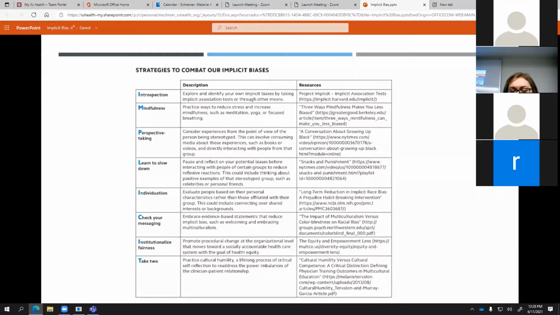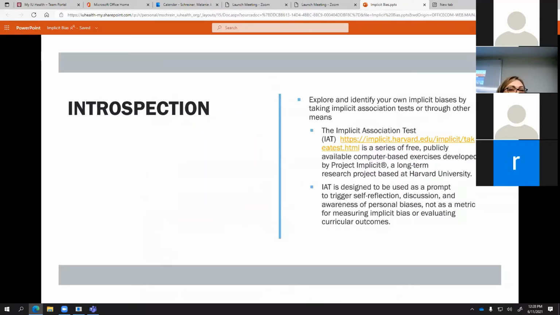The idea is more that this is supposed to start that process for you and help you to start thinking about and reflecting on this. The first item on there is introspection, the I of implicit. This is really just an opportunity to explore and identify your own implicit biases by reflecting through things like the implicit association tests. There are a lot of other resources available to do this, but this is one that is really well known. Harvard created this IAT, implicit association test, a series of free computer-based exercises that you can go through.